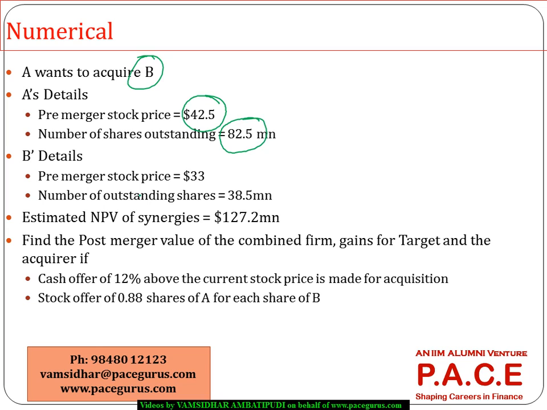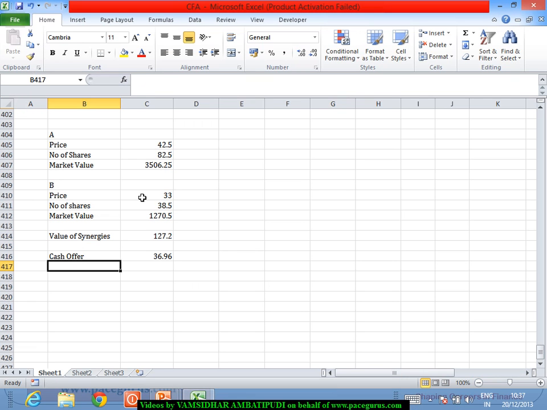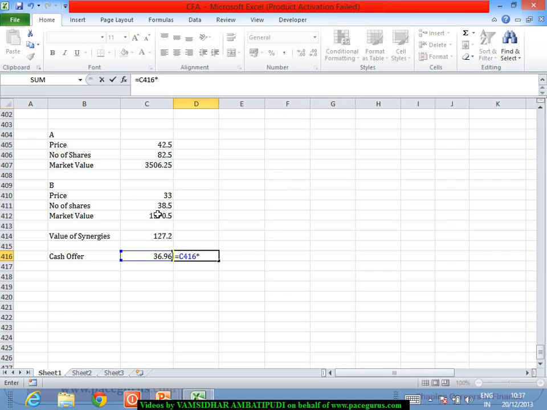So what would be the acquisition price now? In this case, the acquisition value in terms of million could be 36.96 per share into 38.5 million shares. So almost 1,422 million is paid in the form of cash.